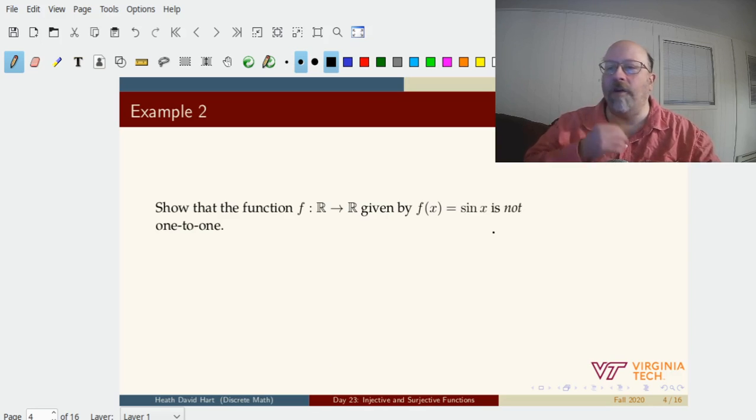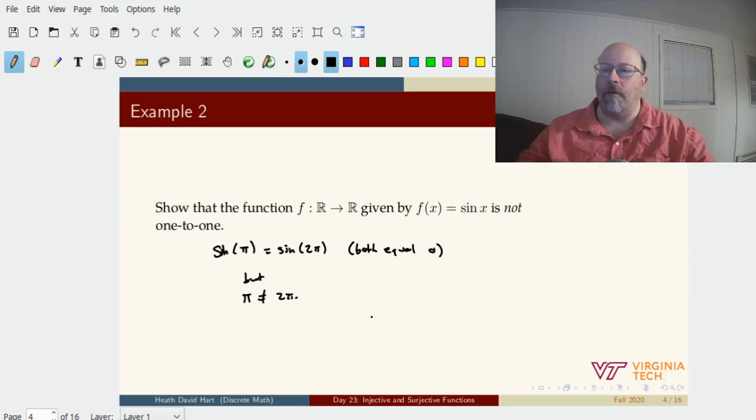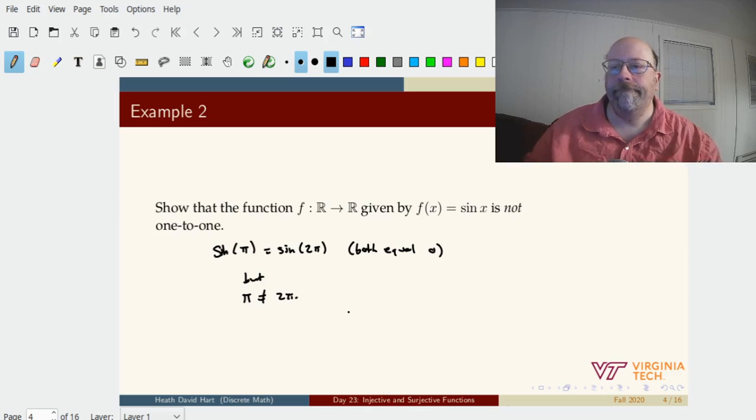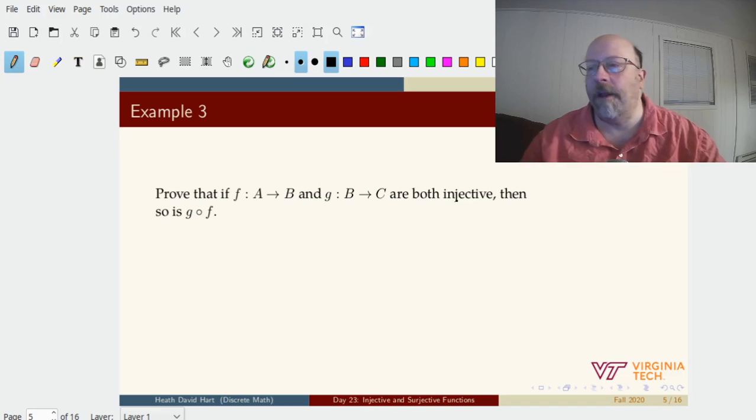Sine of x is not 1-to-1. We've actually already done that example. Sine of pi and sine of 2 pi are the same. We did 0 and 2 pi before, but pi and 2 pi are the same also. Both equal 0. But pi does not equal 2 pi. And so this is not a 1-to-1 function. Okay? 1-to-1 and injective are synonyms. They both mean the same thing.